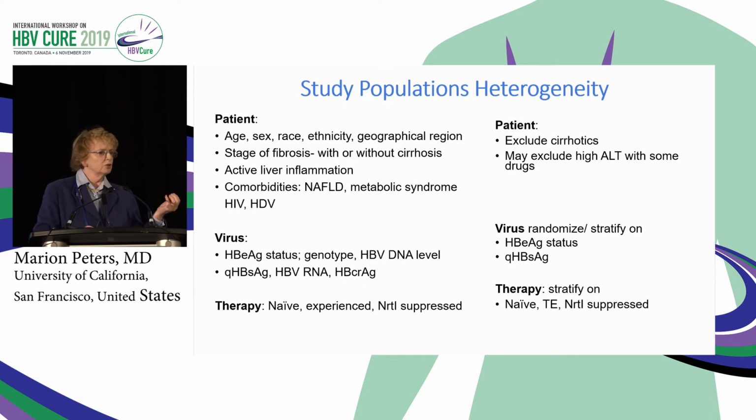I think you should exclude cirrhotics, especially in early studies. You may exclude patients who have very high ALT, who may be about to seroconvert and become inactive on their own. You have to consider how you're going to manage patients with comorbidities. For the virus, you can randomize or stratify on e-antigen and quantitative surface levels. You should probably exclude low surface antigen levels. If they're going to lose surface antigen on their own, don't say it's due to my drug, and stratify on therapy.